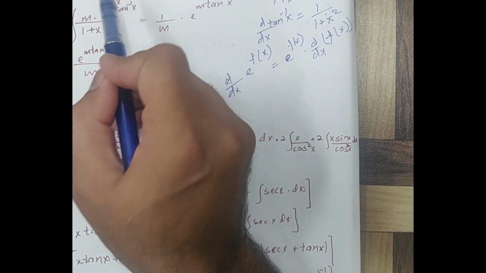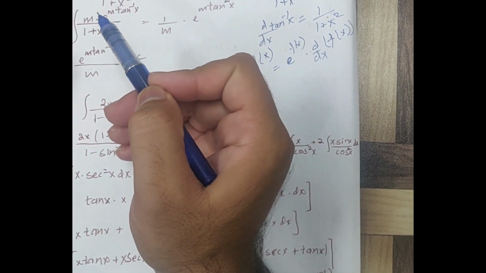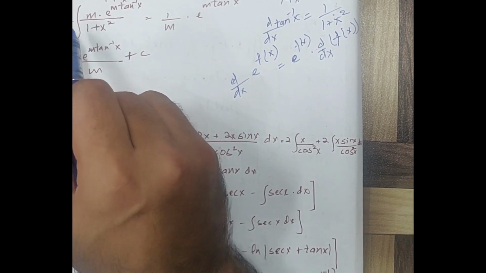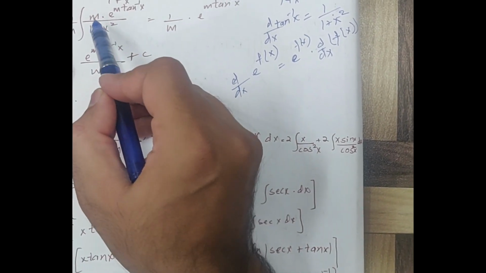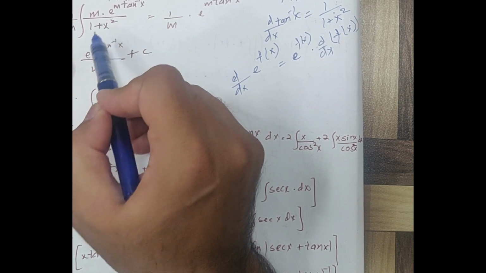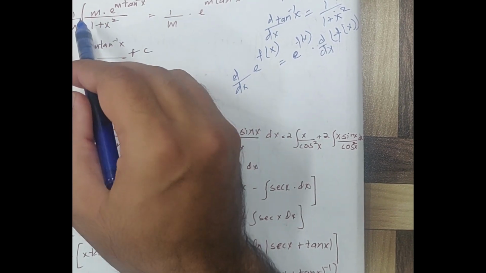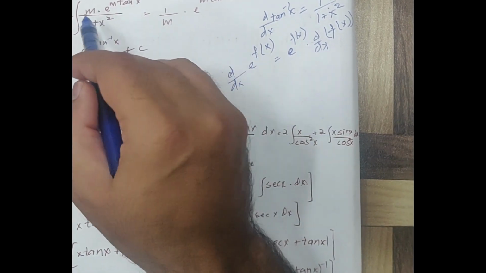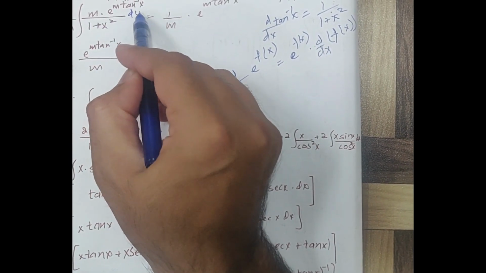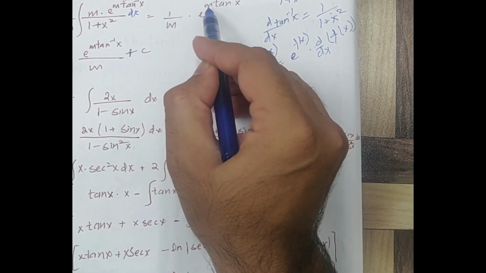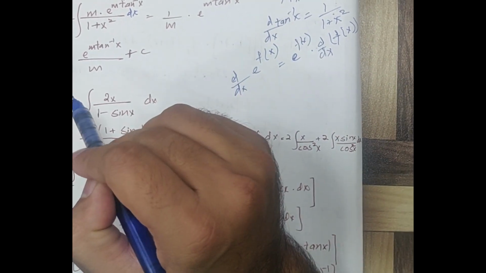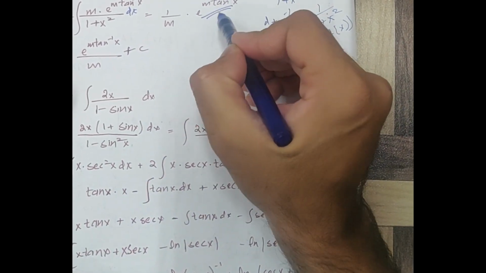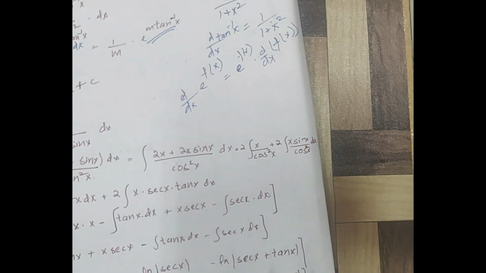If its derivative exists here, then we can very simply solve it by multiplying and dividing by m, which is a constant. So we'll take 1 over m outside. We can say that this integral can be solved as 1 over m e to the power m tan inverse of x plus c.